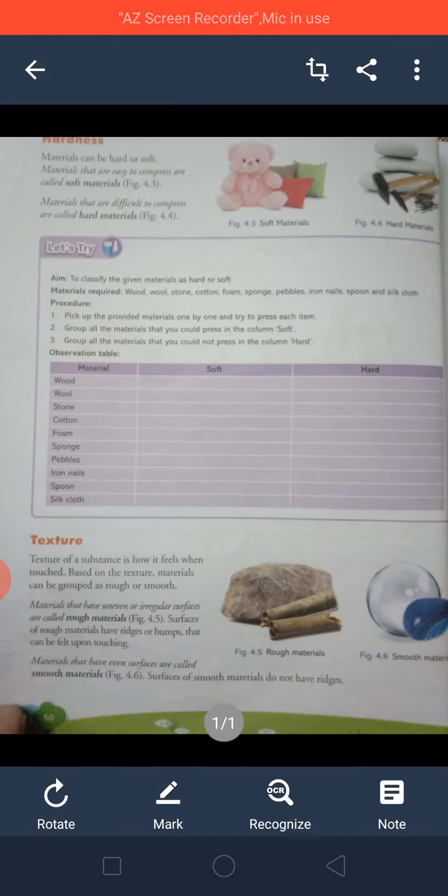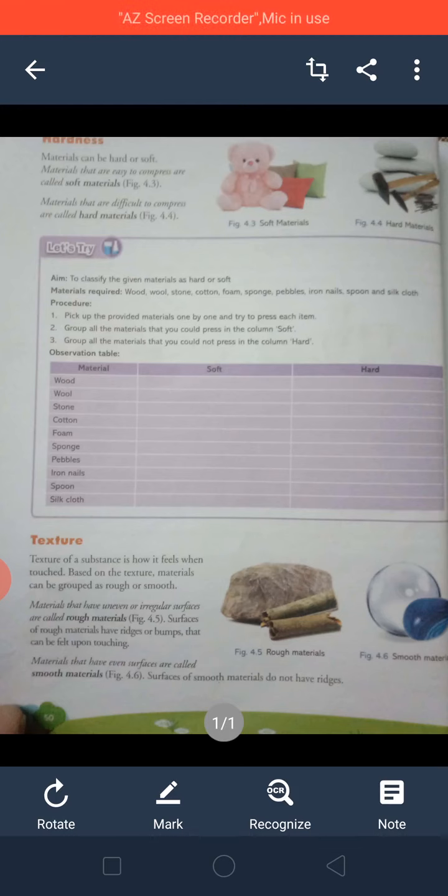Very good. Now you can take one A4 sheet. On the A4 sheet, write down soft materials and keep it near the soft materials, and on another side where you have collected the things that are difficult to compress, on an A4 sheet write down hard materials. In this way you have now done one more activity. The activity's name is to find out the things on the basis of the property hardness, and this activity you have to write down on the practical file.